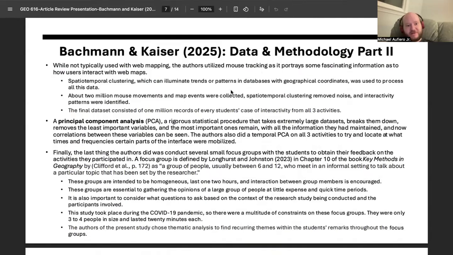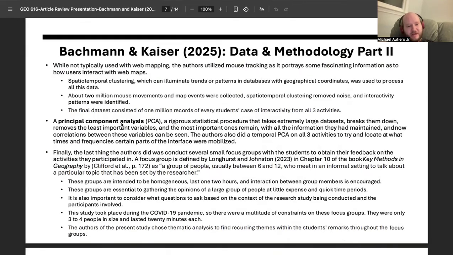They use spatiotemporal clustering, which can illuminate trends or patterns in databases with geographic coordinates, and it was used to process all this data. About 2 million mouse movements and map events were collected, and the spatiotemporal clustering was used to remove noise, and this brought down the final data set to 1 million records of every student's case of interactivity from all three activities.